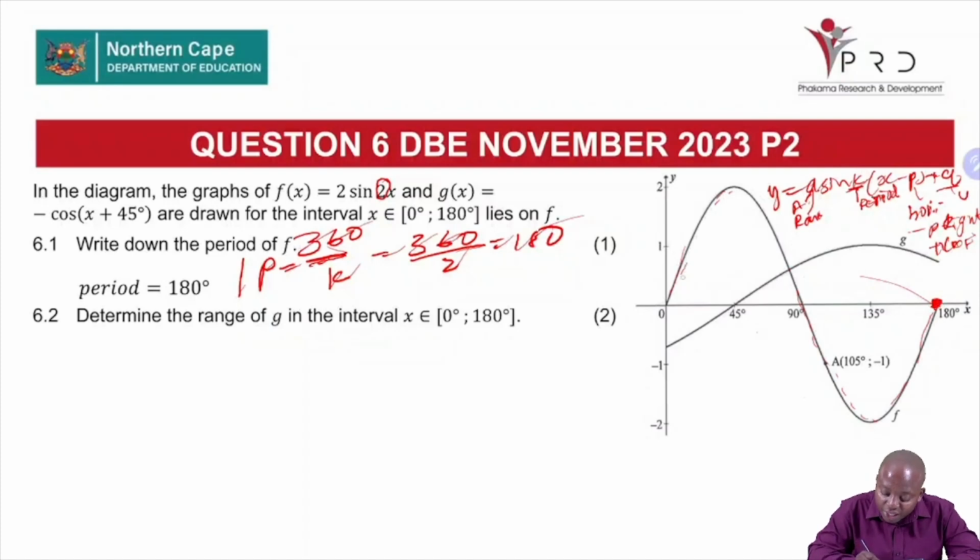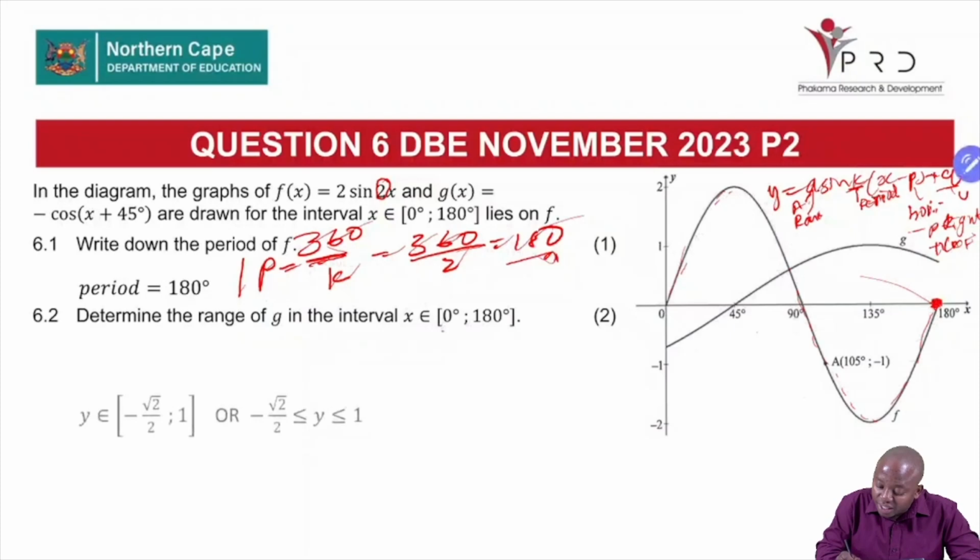Determine the range of g in the interval 0 and 180. So what are we told? Remember now, in this g, how we look at our range? We know that g at x equals negative cos into x plus 45. Already we know that this affects our range. However, our range in this case was not affected. This was just a reflection because it's just negative 1. If there's a greater value, our range will be affected and our amplitude. So it will still start at the same point and end at the same point.